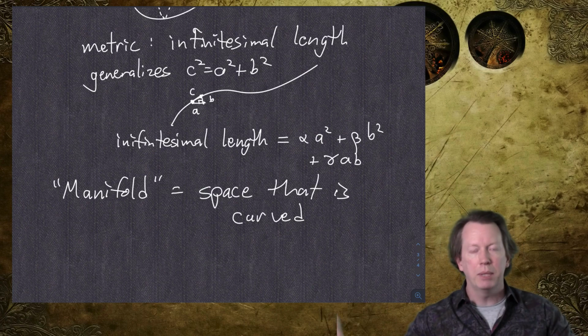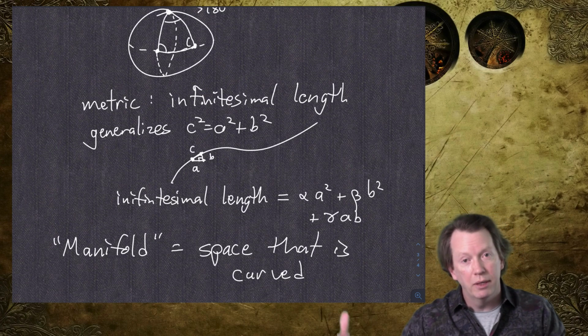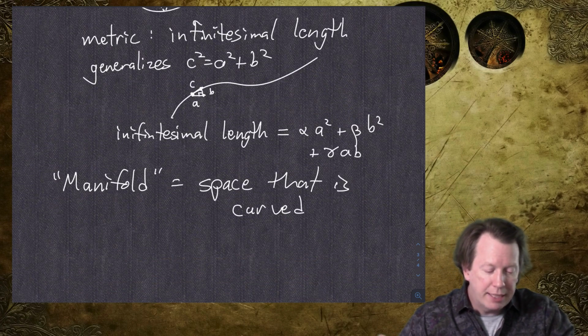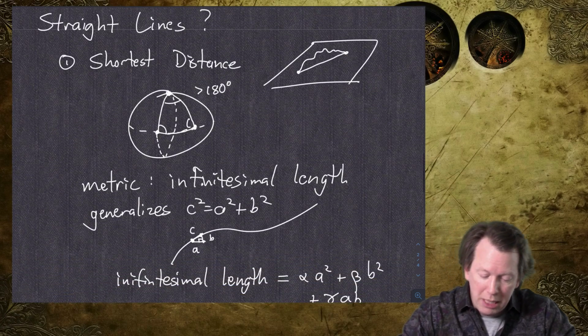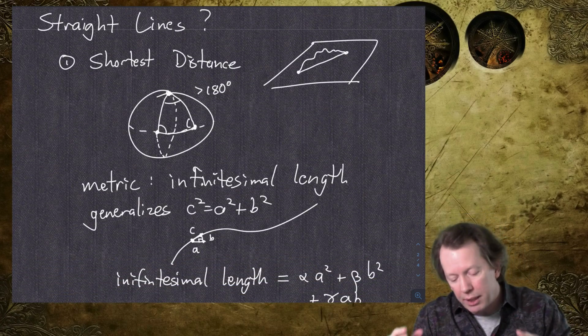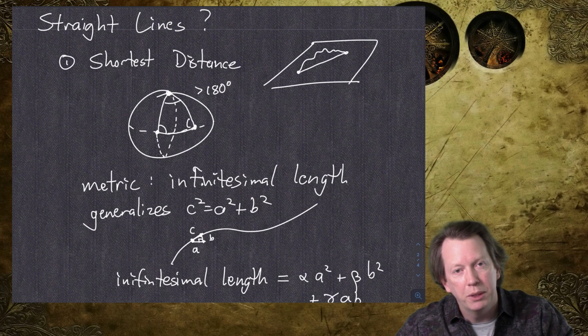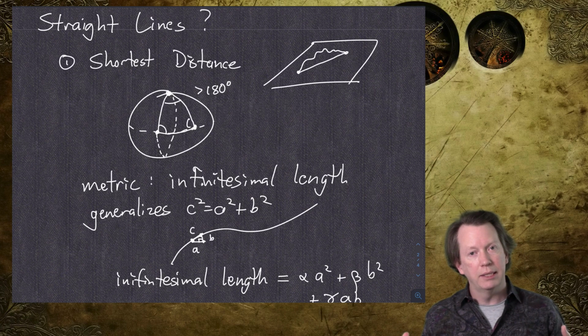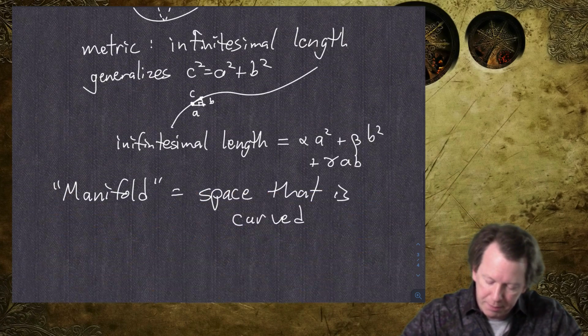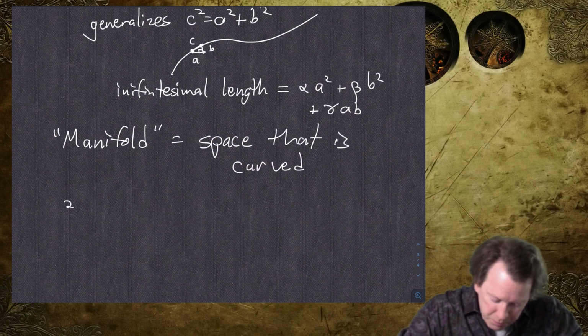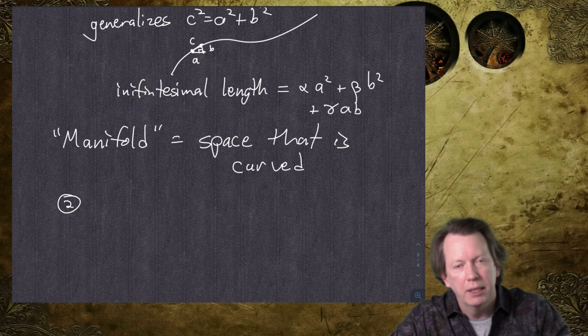And I can add that up to get the length of a finite-sized curve. And that's a wonderful way to sort of generalize what you mean by a straight line. A straight line is the shortest distance path between 2 points. You can generalize that to arbitrarily curved surfaces. Riemann tells you how to do that. But there's another way of talking about a straight line.